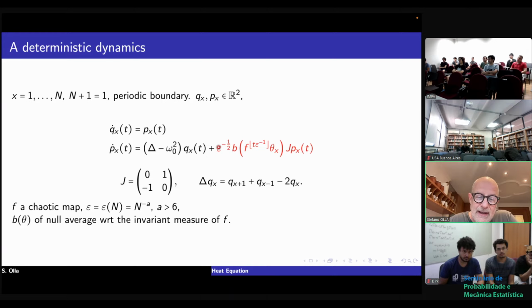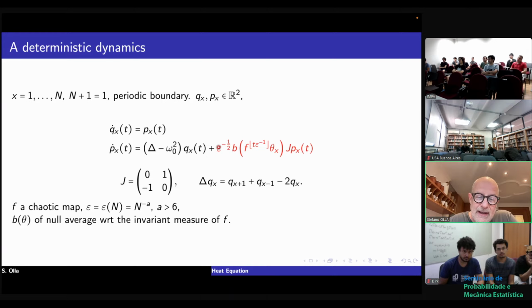But we are not there because we perturb the system, the dynamics, with a deterministic, chaotic dynamics. So F is a map, a chaotic map.